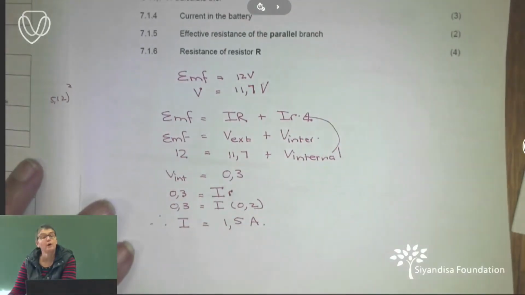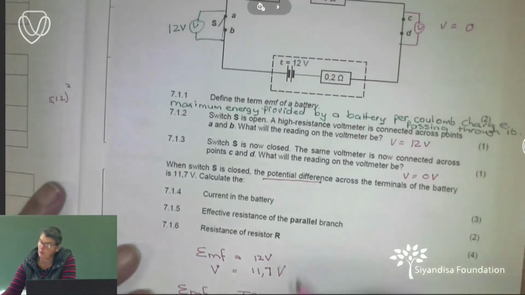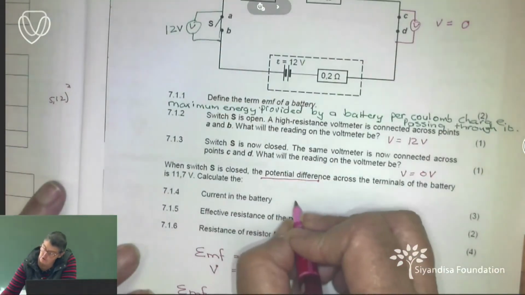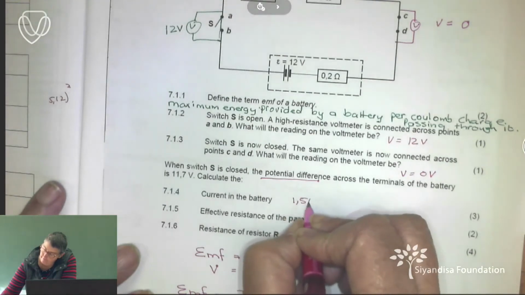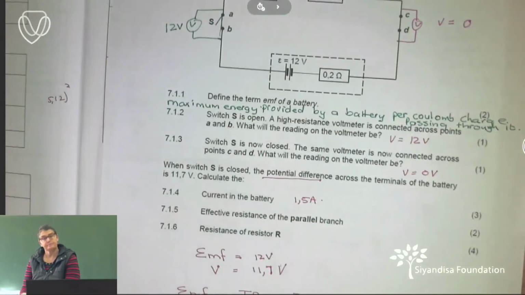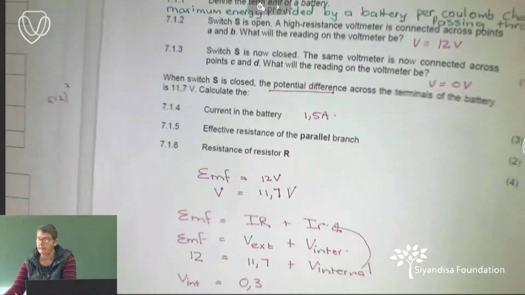Right, so what do we know now? Now we know that the current in this circuit is 1,5 amperes. Okay, I'm just going to go back and go over it again.